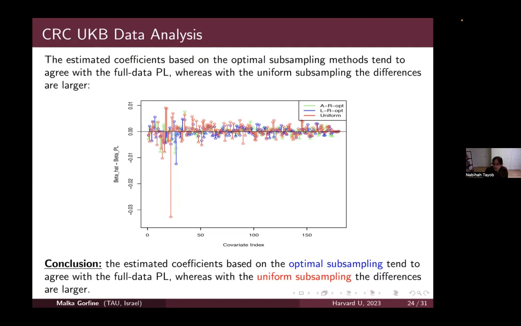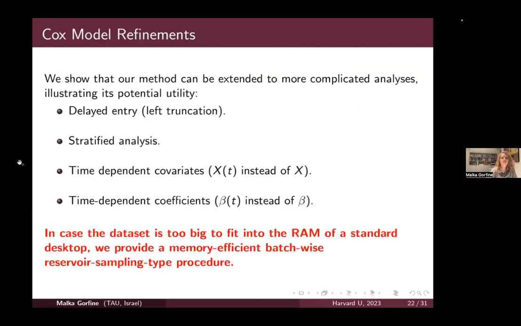There is a question in the chat. Is there a relationship between this weighting, covariate balance, and propensity score weighting? No, not at all. So this is an interesting question.